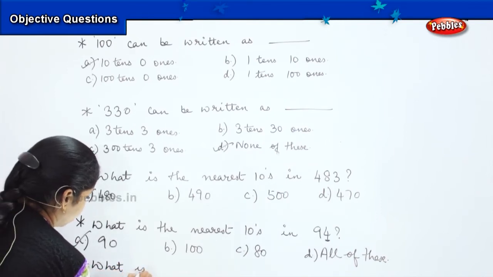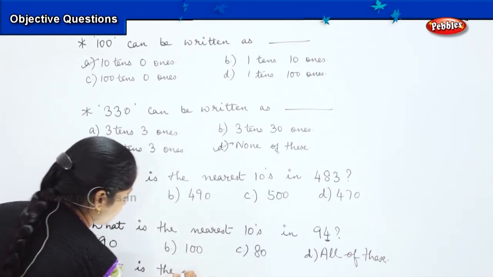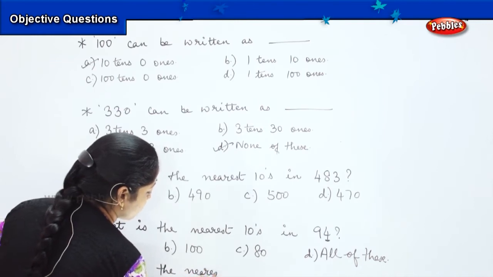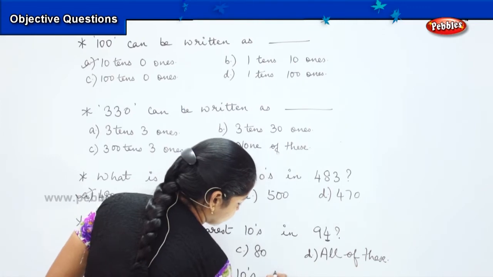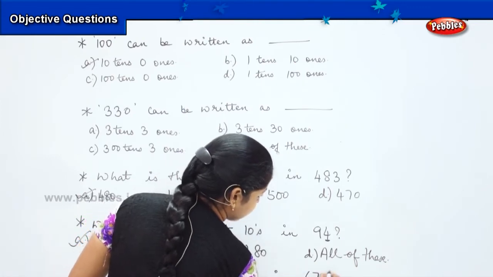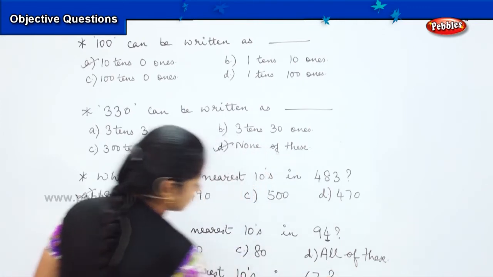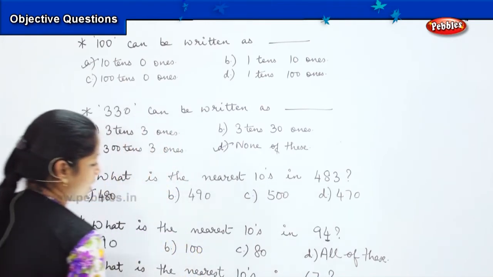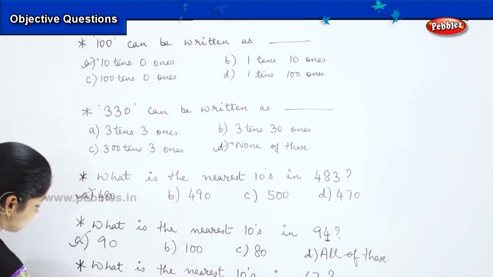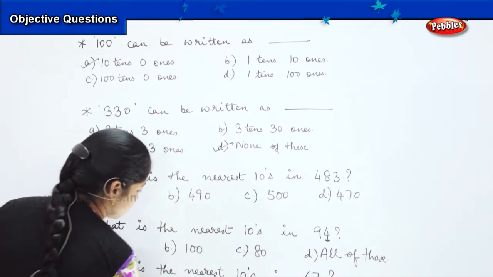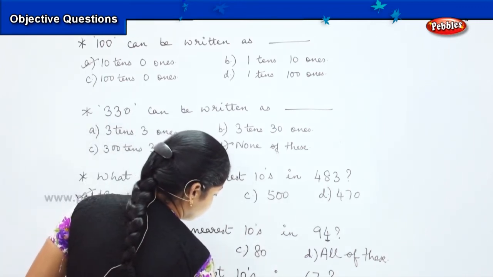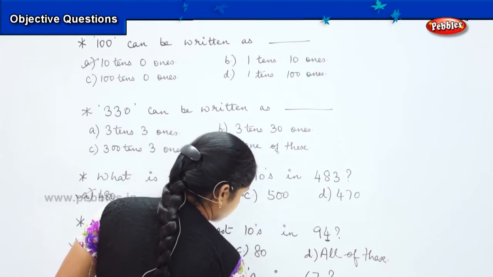So tell me the answer for this. What is the nearest tens in 67? Okay. The nearest tens you have to see. Okay. And your options are 60, 70, 80 or 50.